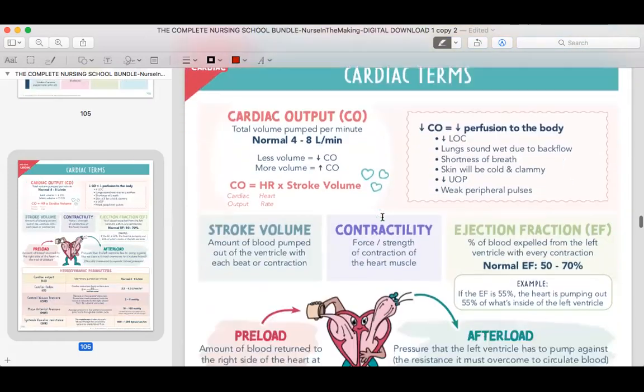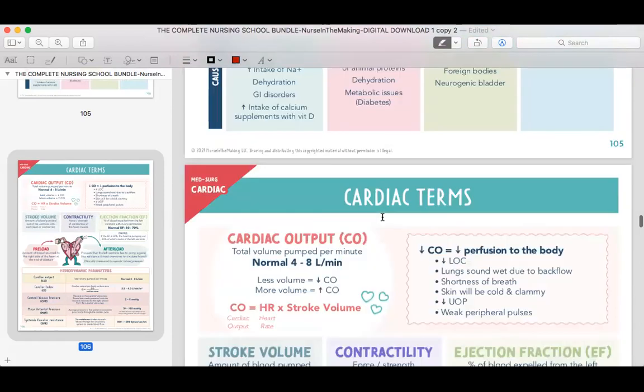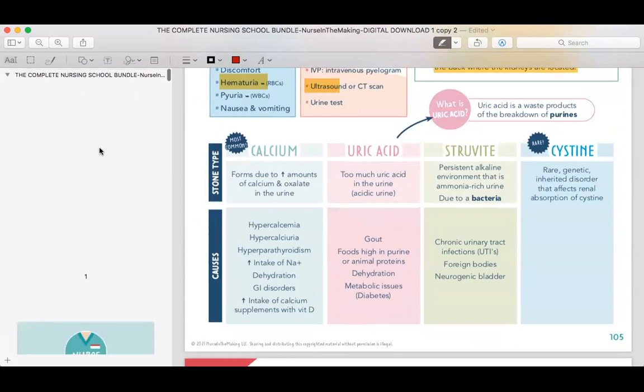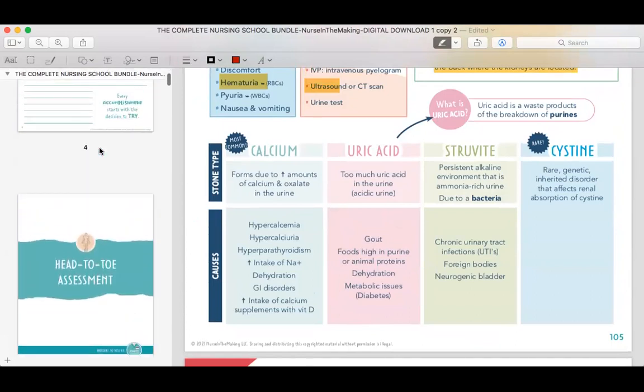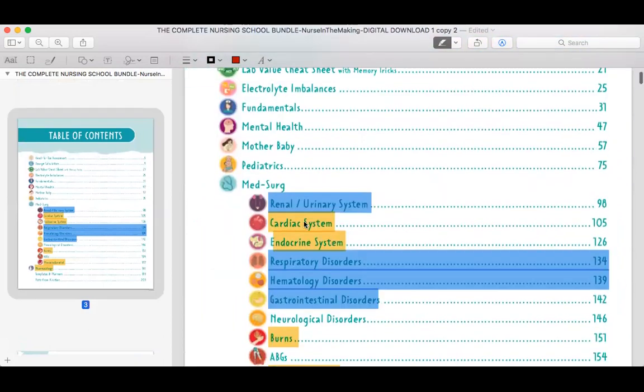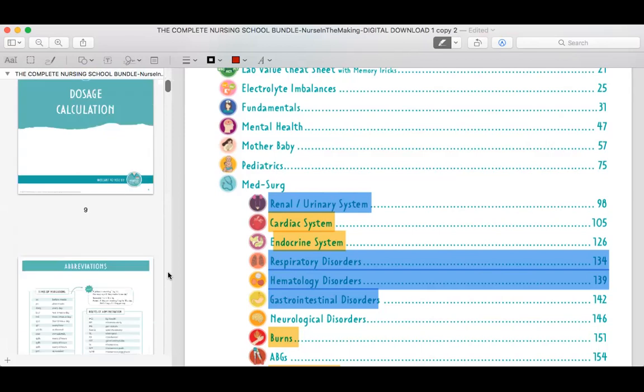Let me see, cardiac terms. Oh, this is already cardiac. Okay, so we did that. Now we're gonna go and do the respiratory disorder, 134. Okay.